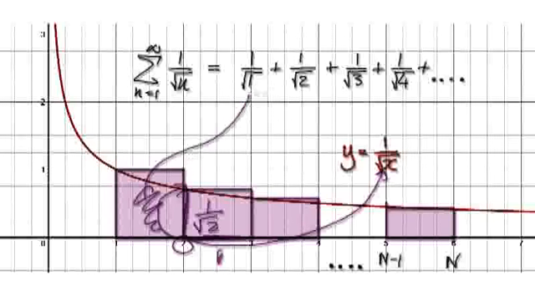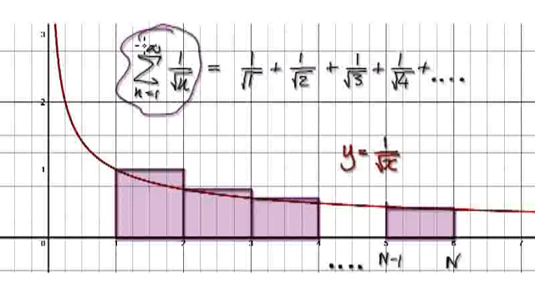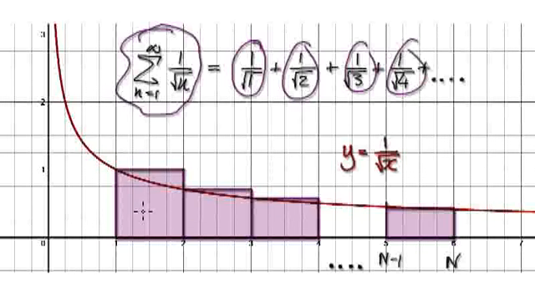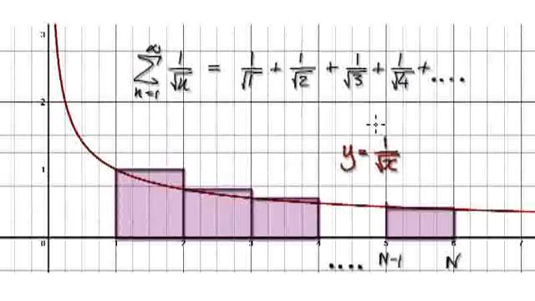So this area here would represent this. This area here would represent this. This area here would represent this. Basically, we are trying to understand this series, but then we would use Riemann's upper sum to basically simulate all these terms. So this rectangle would simulate the first term. This rectangle would simulate the second term. This rectangle would simulate the third term, and so on.